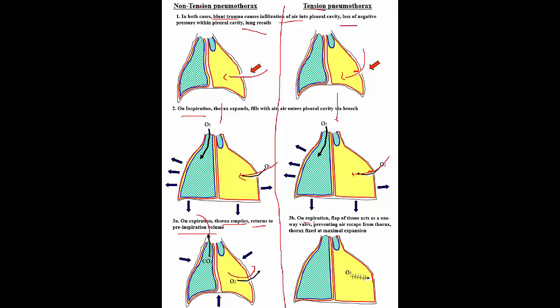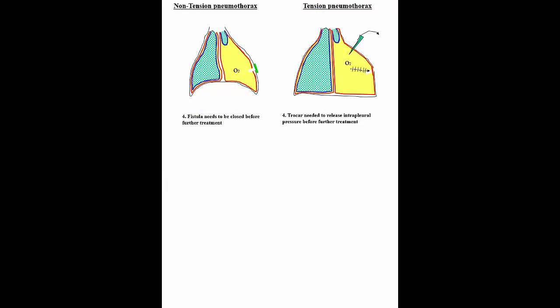In a tension pneumothorax on expiration, so consider that you're taking in all this air into the pleural cavity, and basically you have a breach where maybe you can say there's a little flap that goes after the air goes in. It's a one-way valve, but air cannot be released. So this prevents air escape from the thorax, and the thorax is fixed at maximal expansion. So basically what this is like is taking a deep breath and not being able to release it. So obviously this is a very tenuous position. And the difference between tension and non-tension is then you need to put a trocar into the pleural cavity to release that pressure before the patient can begin to breathe again.